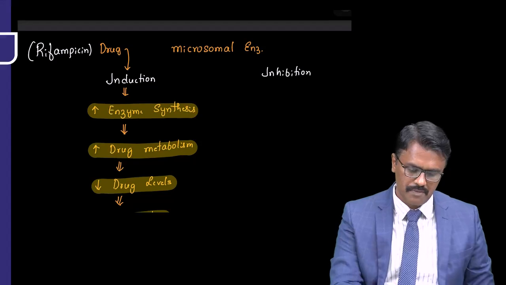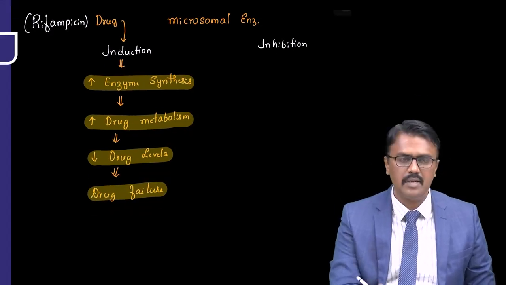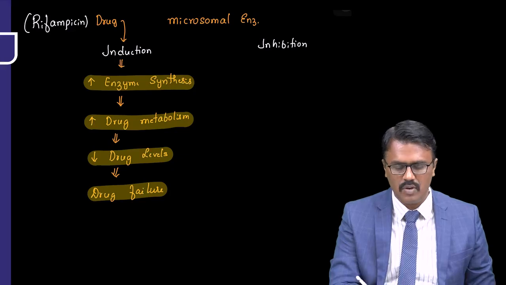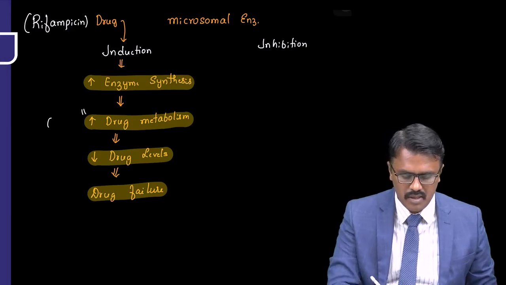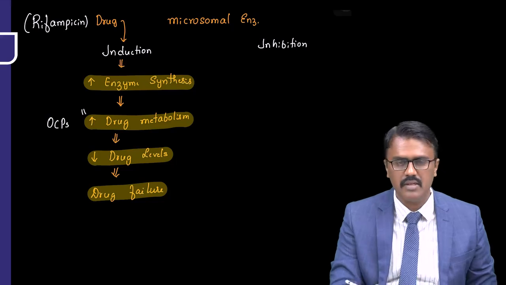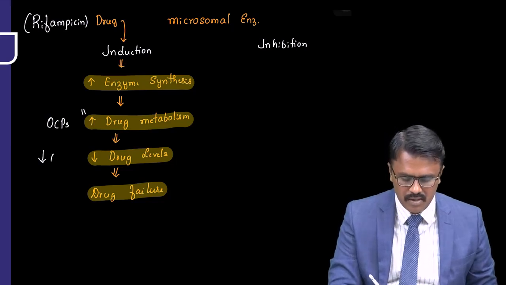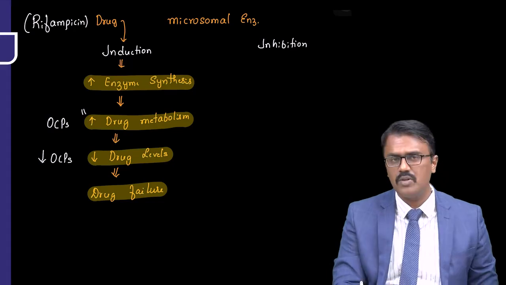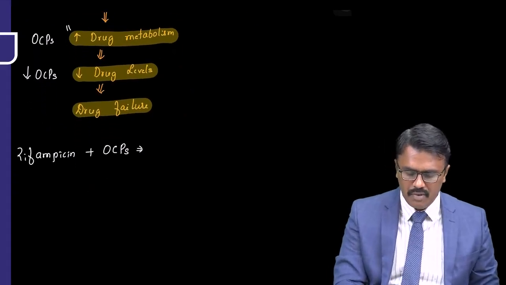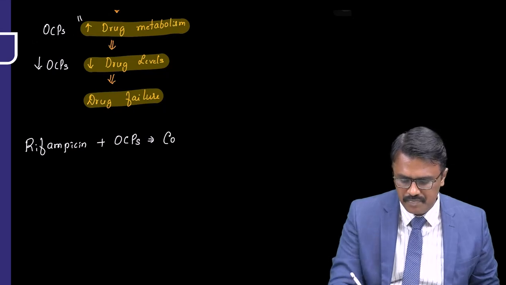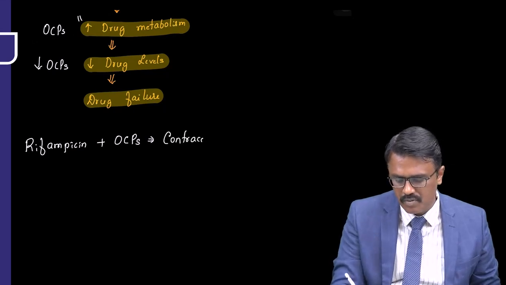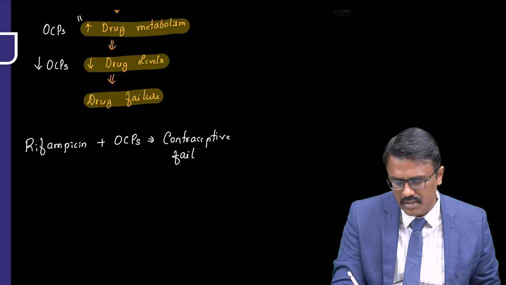When I use rifampicin, it is an enzyme inducer, so it will increase the enzyme. So what happens to the metabolism of OCPs? The OCP's metabolism increases. What happens to the OCP level? Decreases. And what happens to their activity? Fades. So rifampicin plus OCP will lead to contraceptive failure.